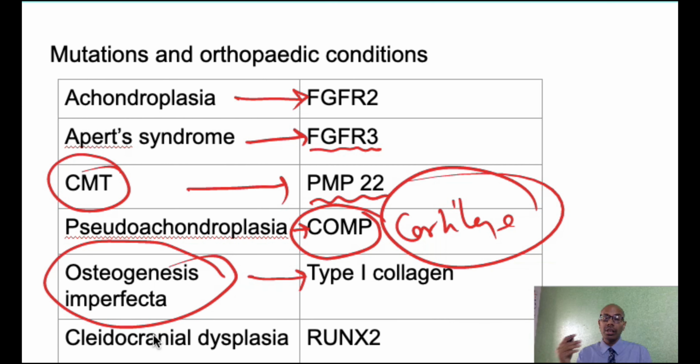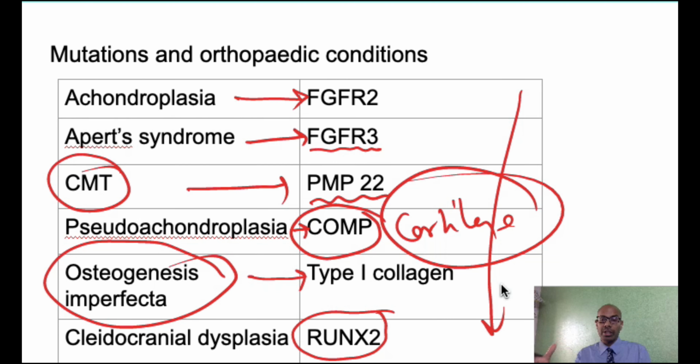Cleidocranial dysplasia is a problem in the clavicle and other intramembranous bone formation. This is because of a mutation in the RUNX2 gene. So these are some of the mutations that occur with orthopedic conditions. You must remember these conditions. They have been asked frequently in exams, and they can be tested in the future as well.